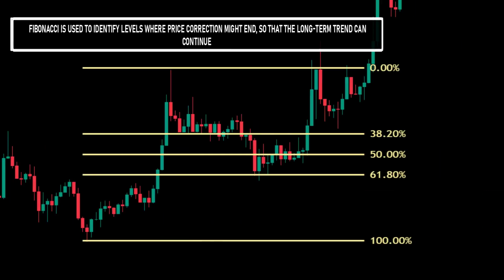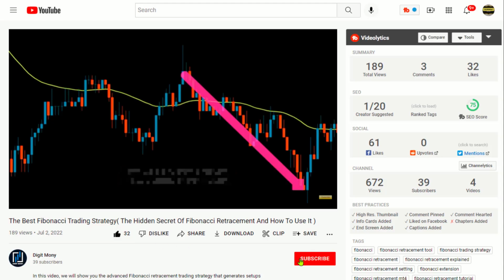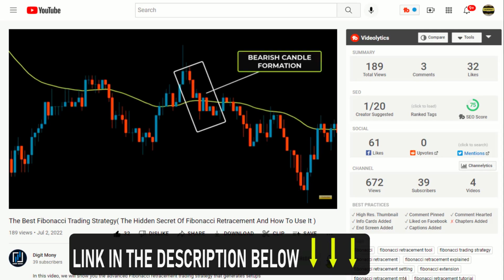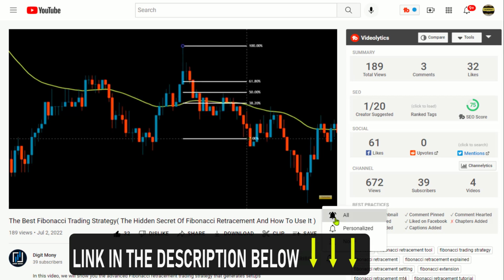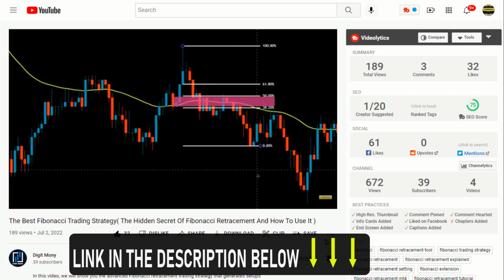The Fibonacci retracement tool is an extremely popular tool used to identify price levels where a price correction might end, so that the long-term trend can continue. I have a detailed video on the Fibonacci retracement tool and how to use it. I will leave a link in the description below, so go and check it out.